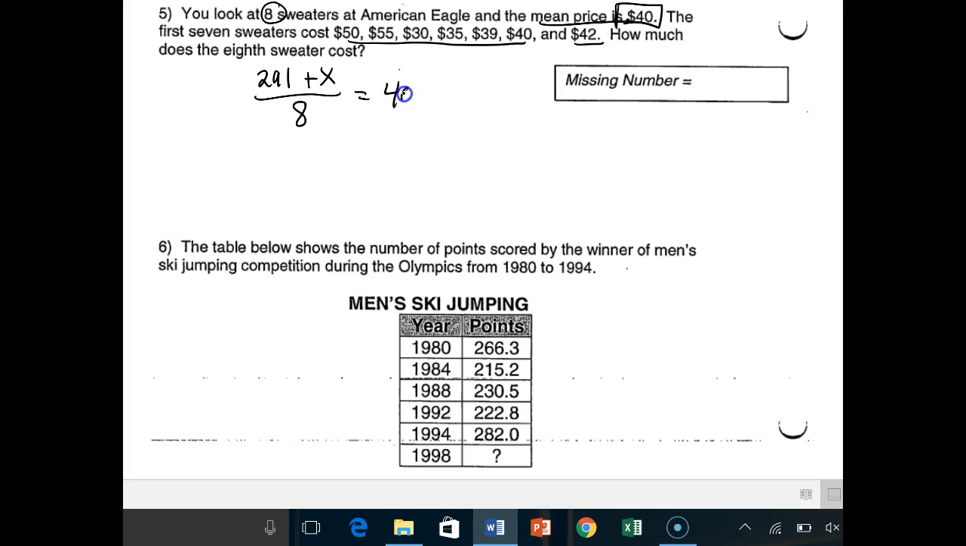So you have to read through this problem and pick out the information to understand where it needs to go. So when I multiply, I get 291 plus X is equal to 320. I subtract 291 from both sides. I get your answer of the last sweater costing $29. It was the cheapest sweater out of all.